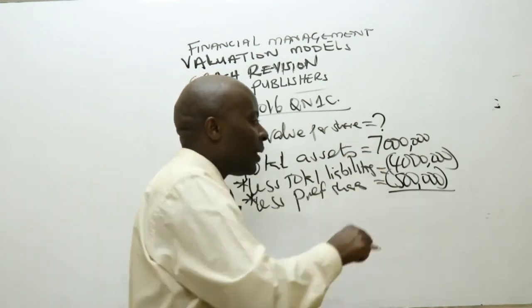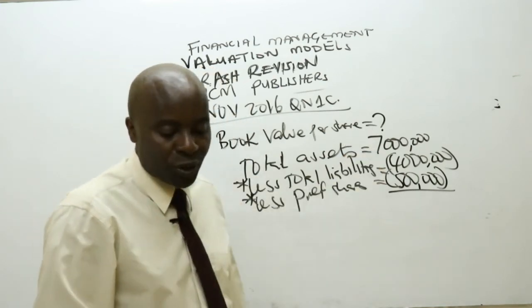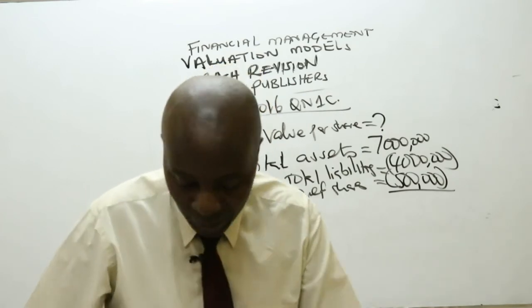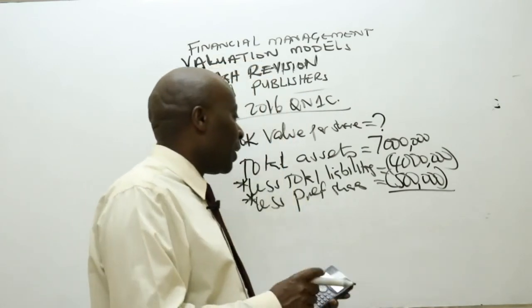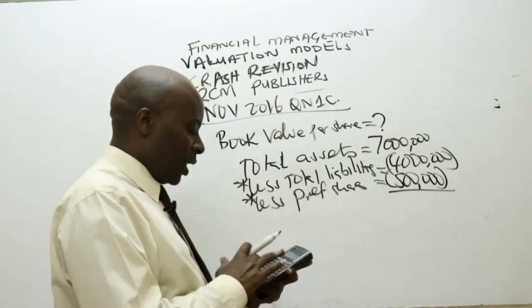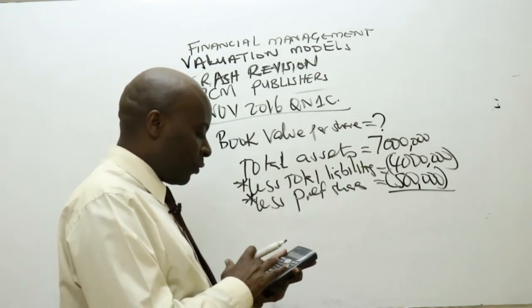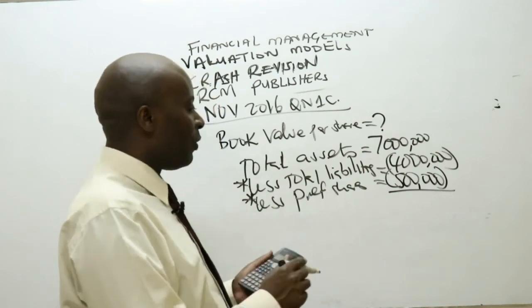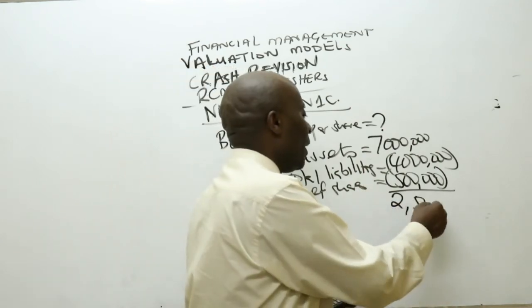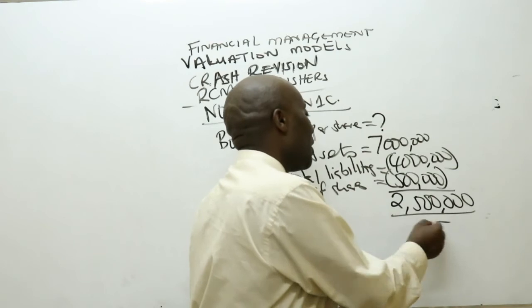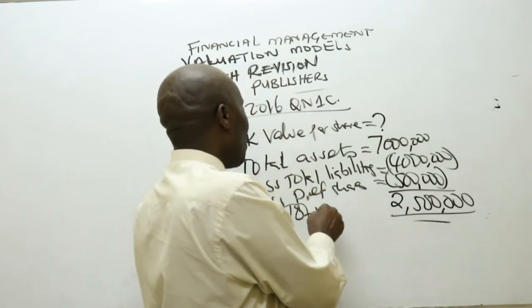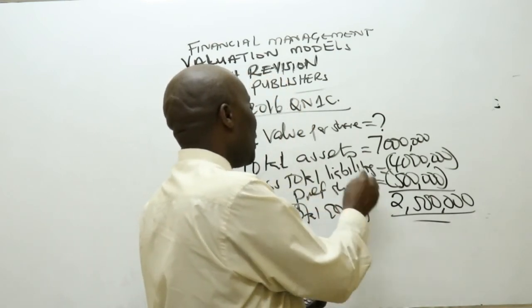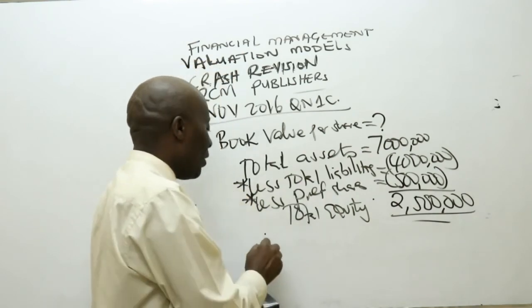So please come and subtract from the books that we have there. What will be the total equity being left there? It will be 7 million minus 4 million minus 500,000, which gives me 2.5 million. So basically, this is my total equity in the book.